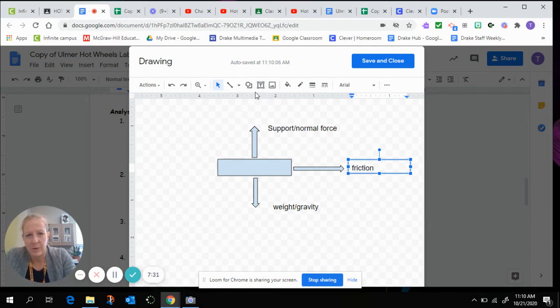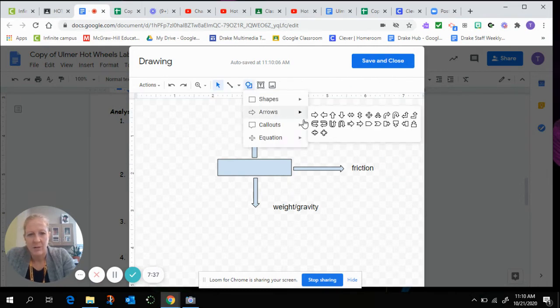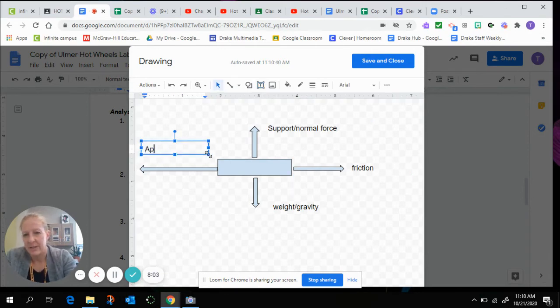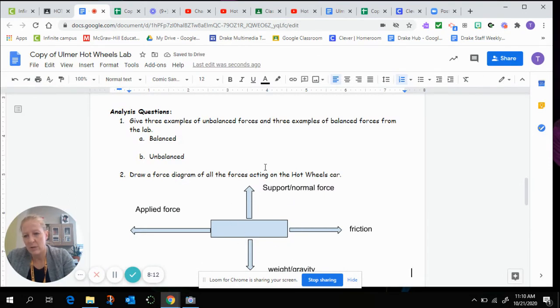Then my final force, again, I'm going to go up to Insert, Shape, Arrow. I'm going to use a left arrow. Once I release my car, I have a pretty big force going in the opposite direction of friction, so my car actually will move. That force going in the opposite direction is called the applied force. The pull caused by the string with the washers on it, the fancy name for that is the applied force. Once you have that, you're going to save and close, and you'll see it inserts right into my question.